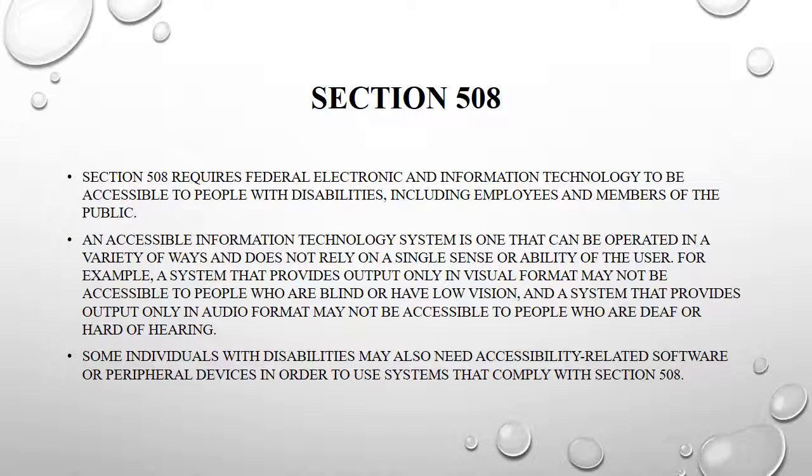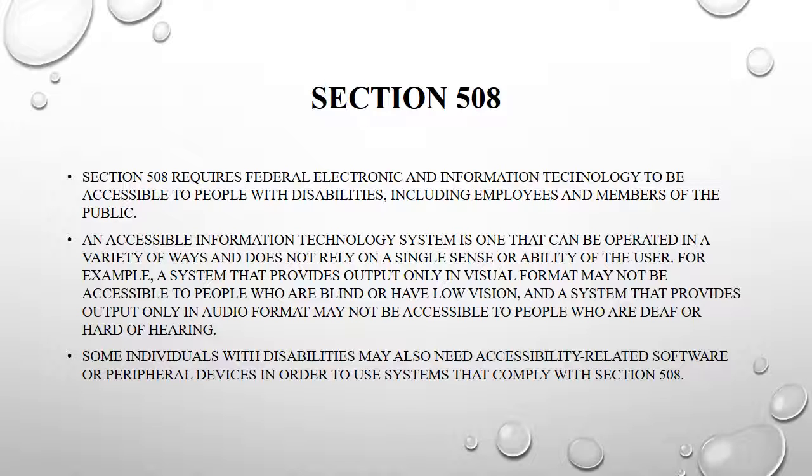Section 508 requires federal electronic and information technology to be accessible to people with disabilities, including employees and members of the public. An accessible information technology system is one that can be operated in a variety of ways and does not rely on a single sense or ability of the user.